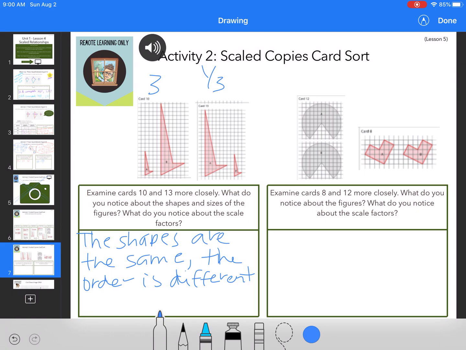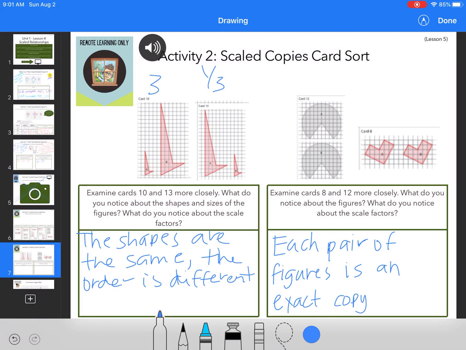So examine cards 8 and 12 more closely. What do you notice about their figures? What do you notice about their scale factor? Well, each pair of figures is an exact copy. So what do you notice? That their scale factor is 1. So that means that, because 1 has the identity property, which means that anytime you multiply by 1, it's the same number.